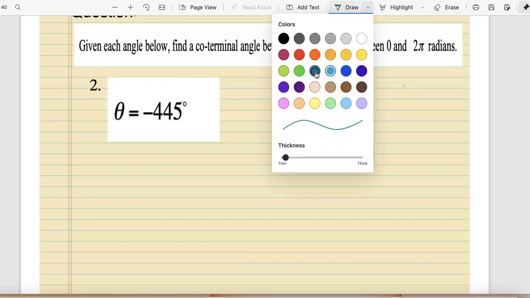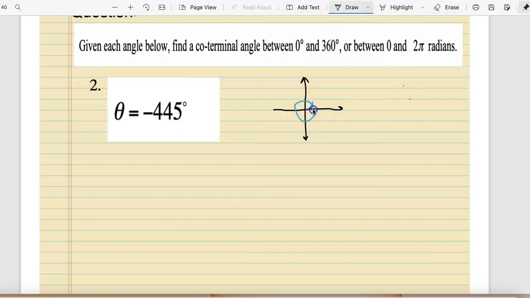So my angle will be, this is my initial side. I started from here, and one more turn I took somewhere over here. So this is my negative 445 degrees. Now in order to find the coterminal angle, I need to take one more complete turn and go a little bit this side. What I did in this case is add one extra 360 to find the coterminal angle. So just add 360.